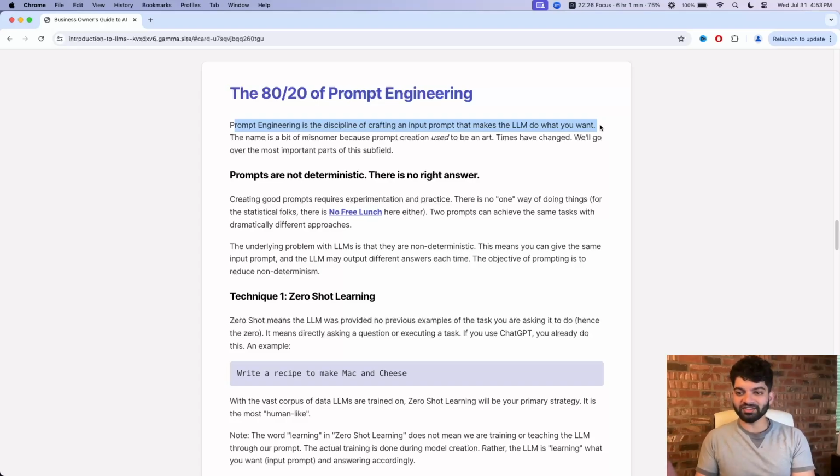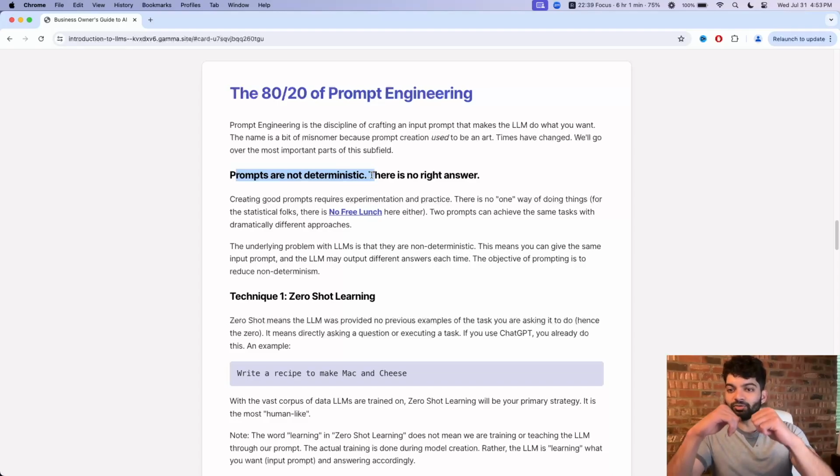And the reason why this is kind of an issue, the reason why this whole discipline started in the first place, is because prompts are not deterministic, right? What that means is there's no right answer. I can give the same input to ChatGPT, for instance, and it can give me two wildly different answers, even though I put in the same exact thing. So it's not like if I get this input, I get that output. It's not one-to-one, like they say in math. Our goal with prompt engineering is to get it one-to-one.